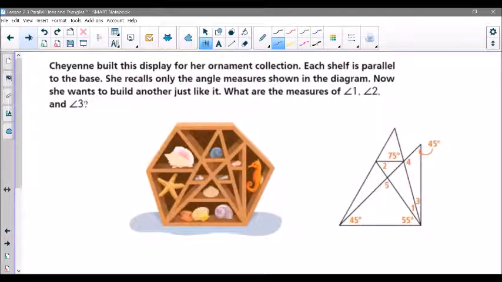All right, so I think this is the last one I have for you. We're building this funky looking shelf. I guess we're going to put all of our collection stuff on here. Each shelf is parallel. Remember, a shelf is the horizontal part that you actually put stuff on. Each shelf is parallel to the base. So if we look at all of these flat lines, these are all parallel, and we're going to have to use that idea. They want us to find angles 1, 2, and 3. They don't care about 4 and 5, they just want 1, 2, and 3.